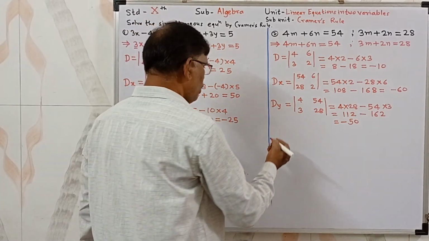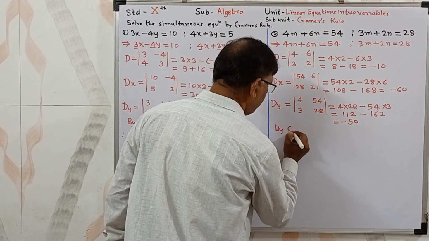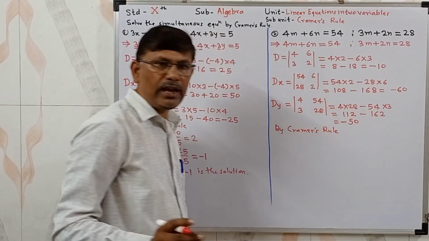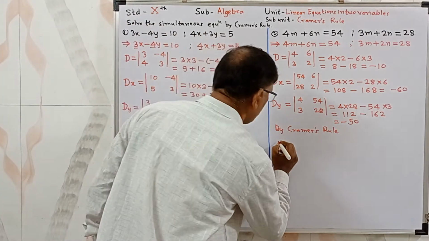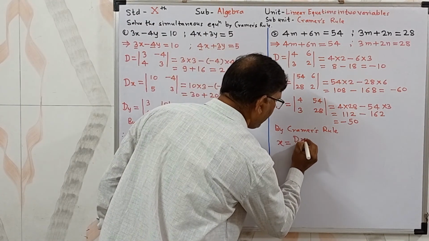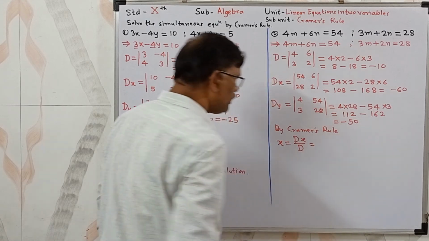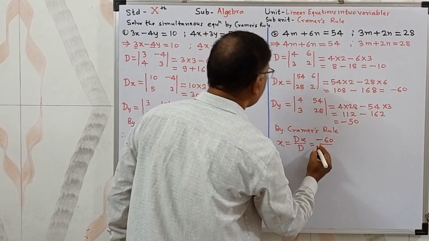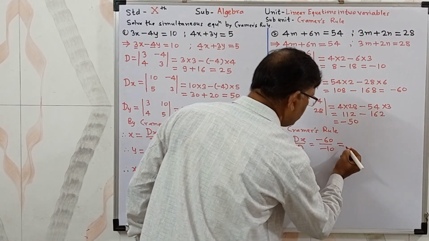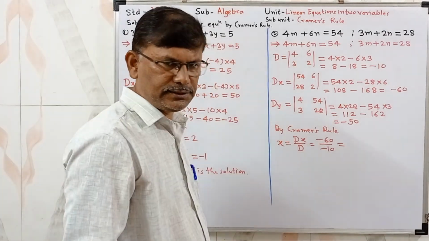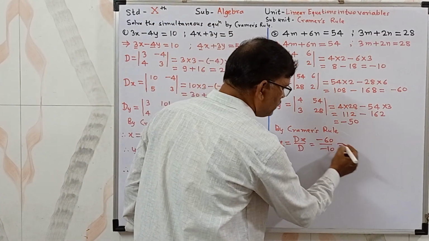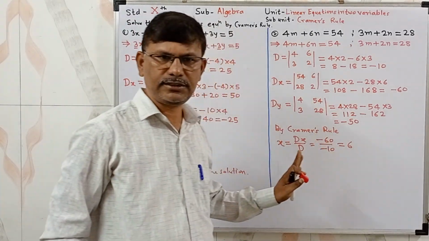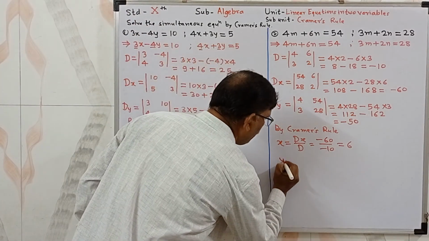Okay. Now by Cramer's rule, we find out the value of x and y. We find out that x is equal to Dx upon D. The value of Dx is minus 60 and D is minus 10. So minus minus plus, and 10 into 6, 60. So the value of x is 6. Understood? Now value of y.